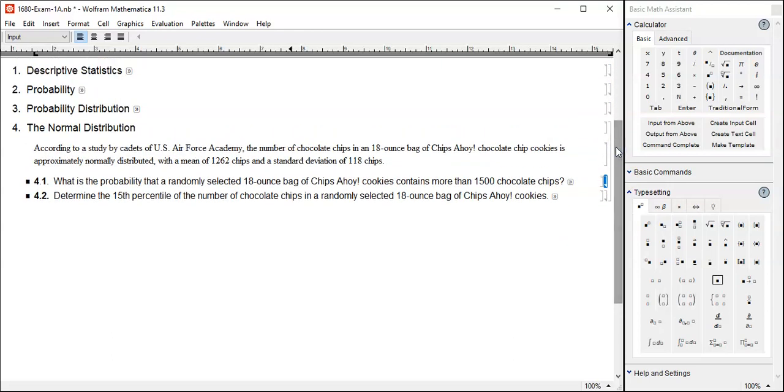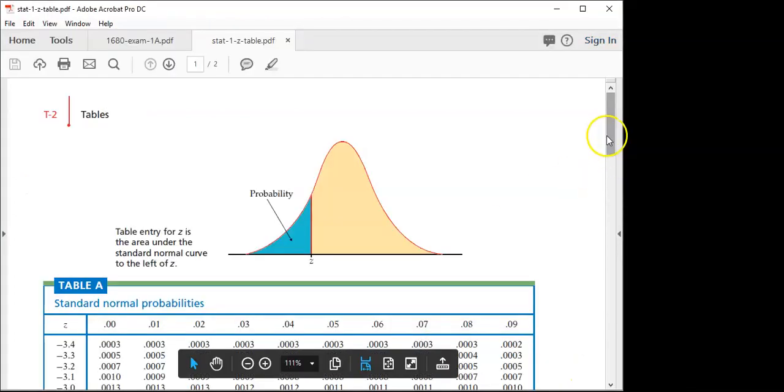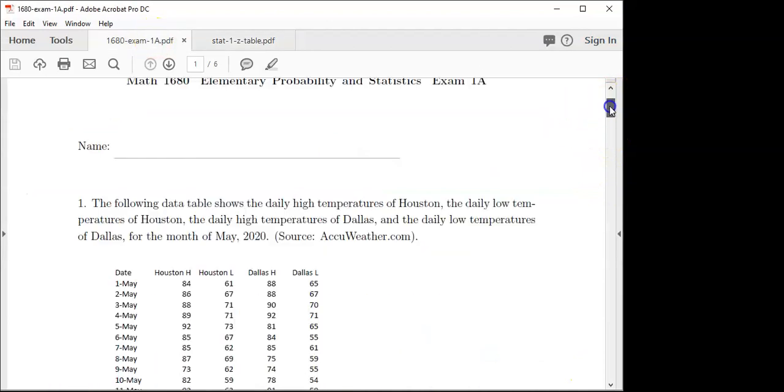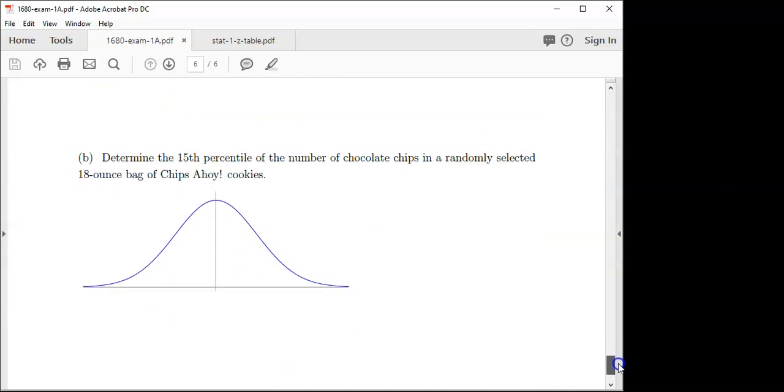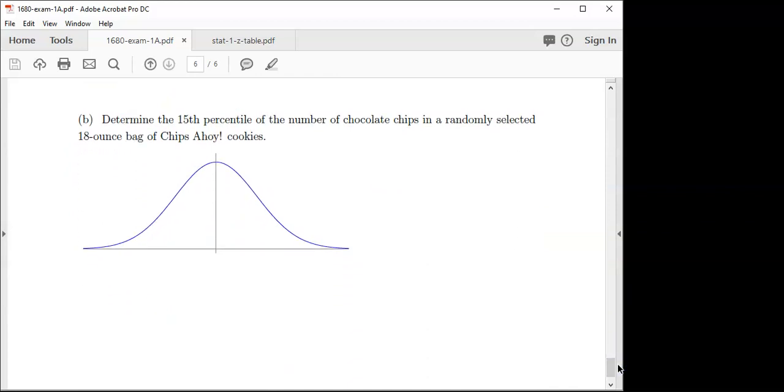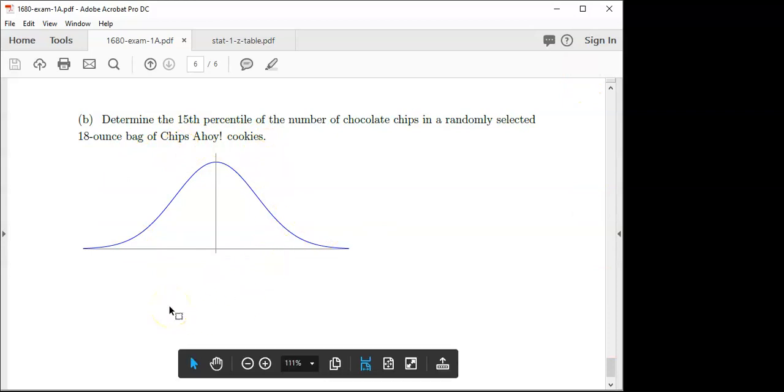Let's see, do we have enough time for the next problem? Let's go. No, not this problem. Here we go. Determine the 15th percentile. Again, I gave you the outline, so it's very important you provide a picture.